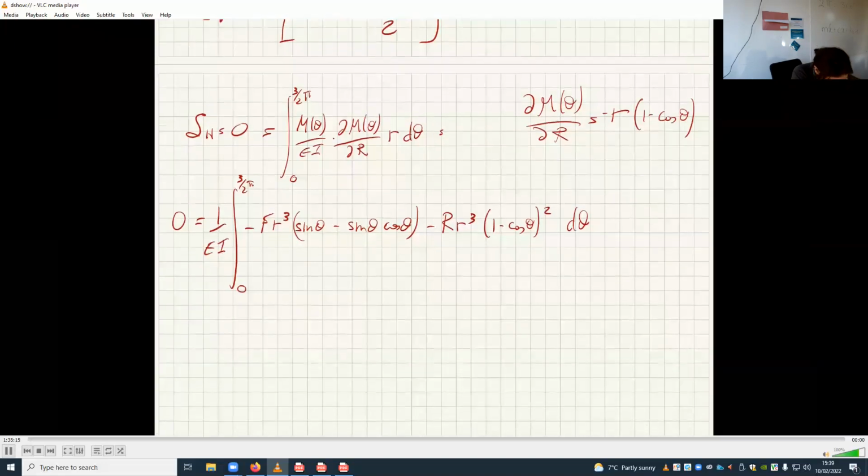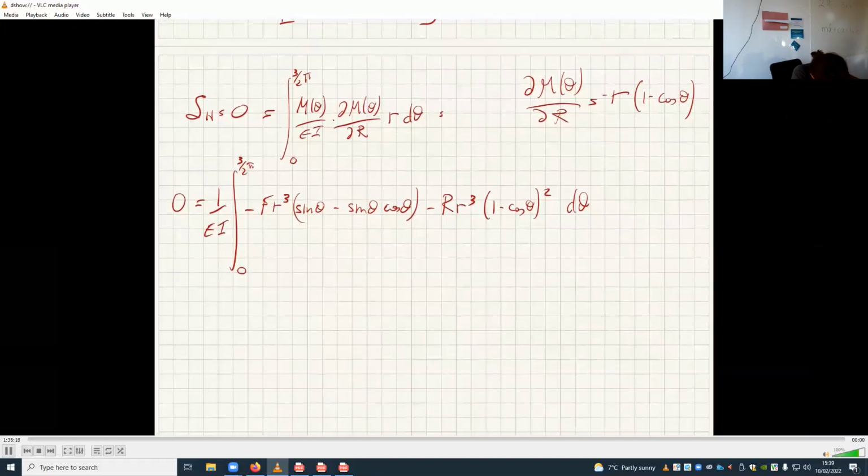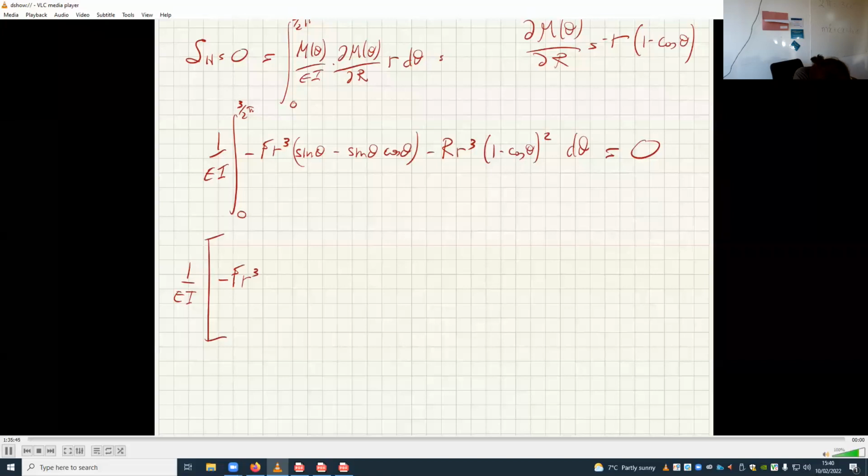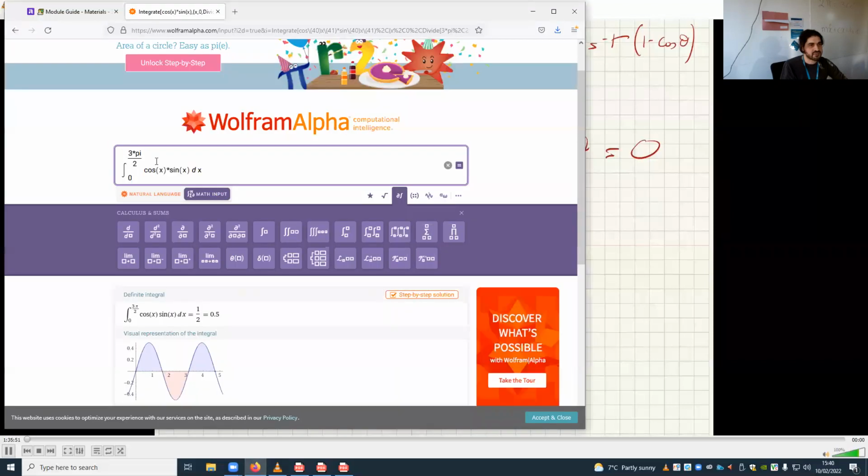So let's solve this. So this is 0 equals, well, I'll flip the equation over. So I'll say this equals 0. And so I'll say that 1 over EI times minus FR cubed times the sine theta between 0 and 3/2 of pi. That was 1, I believe. I think that was 1. Yes, so this is 1 minus FR cubed.